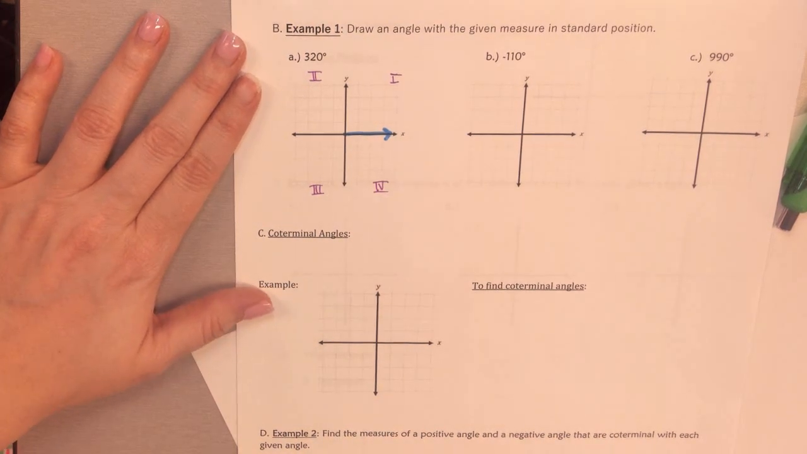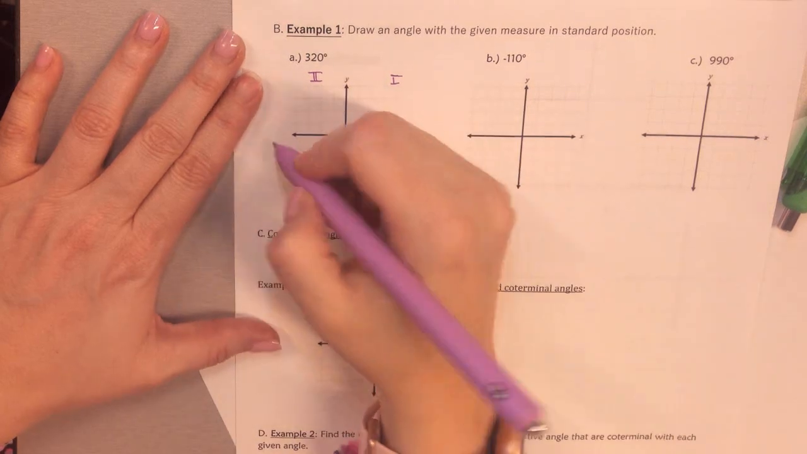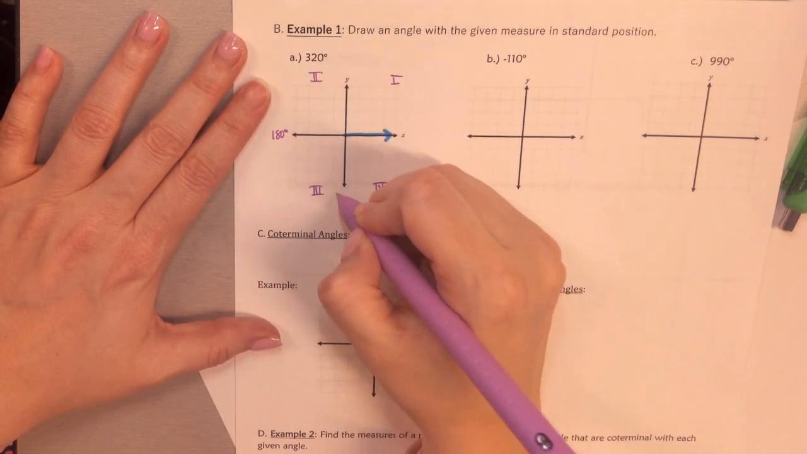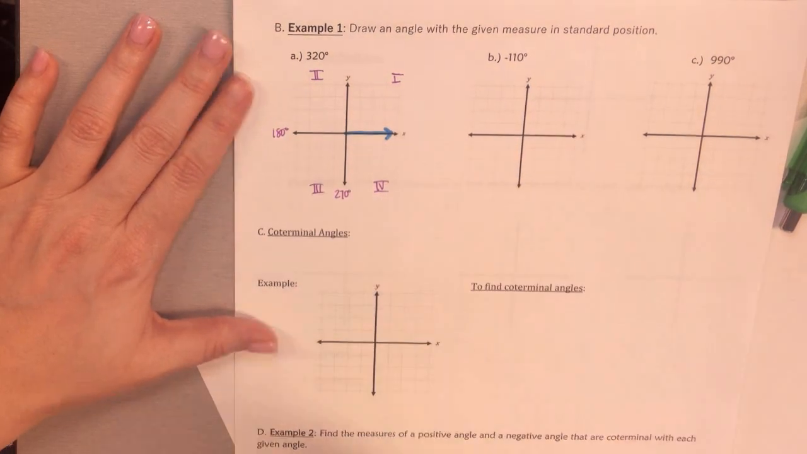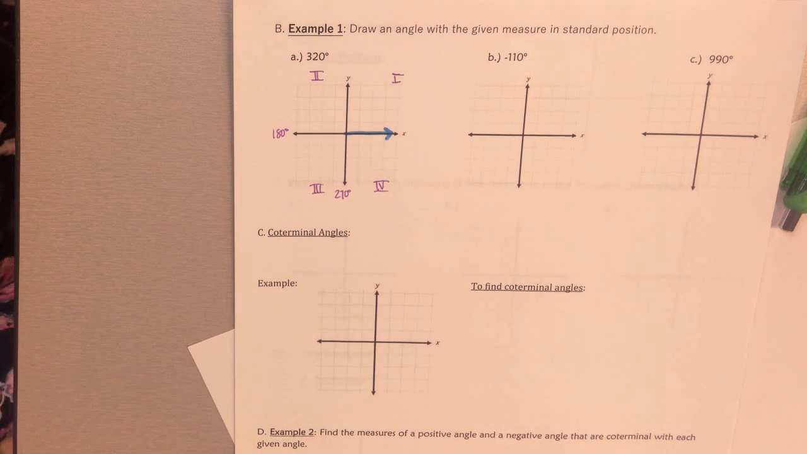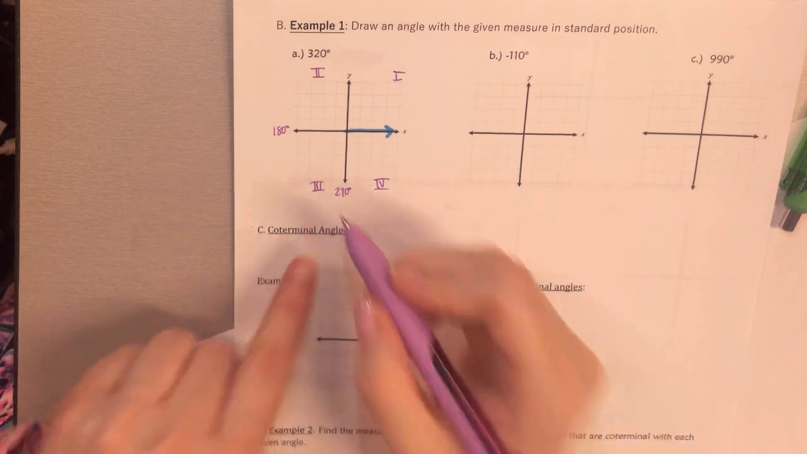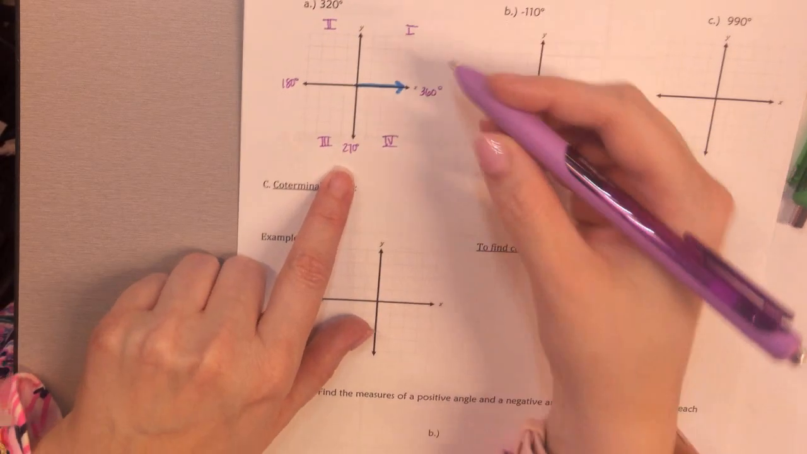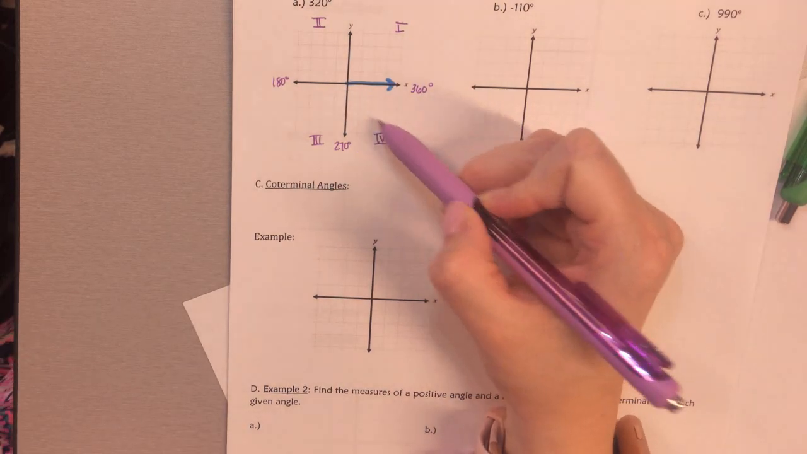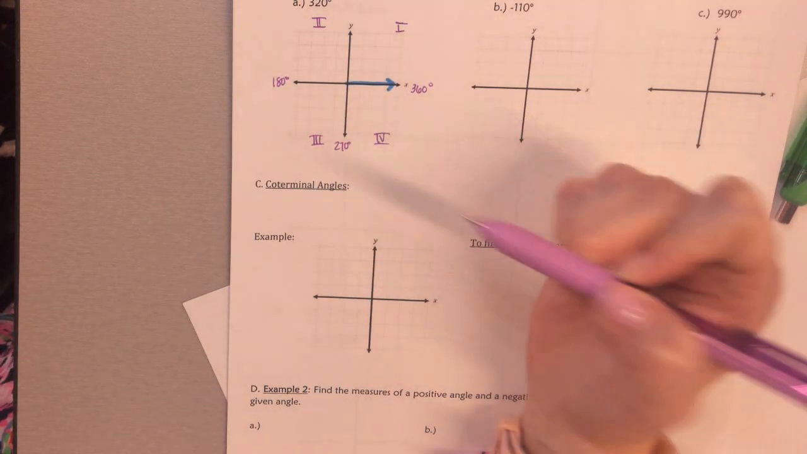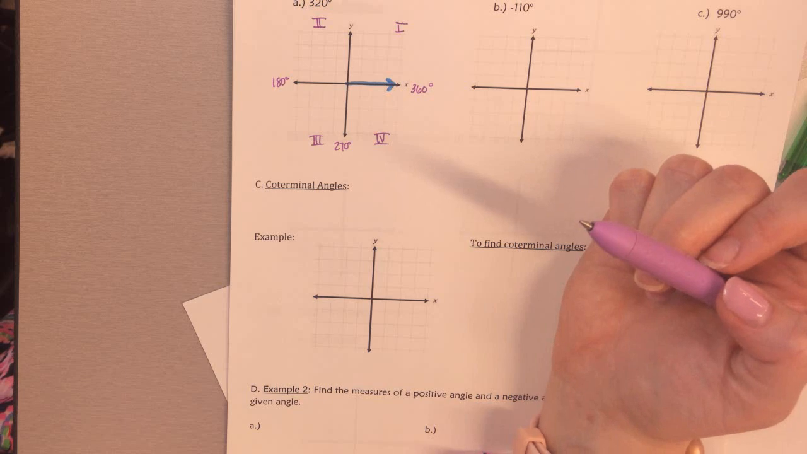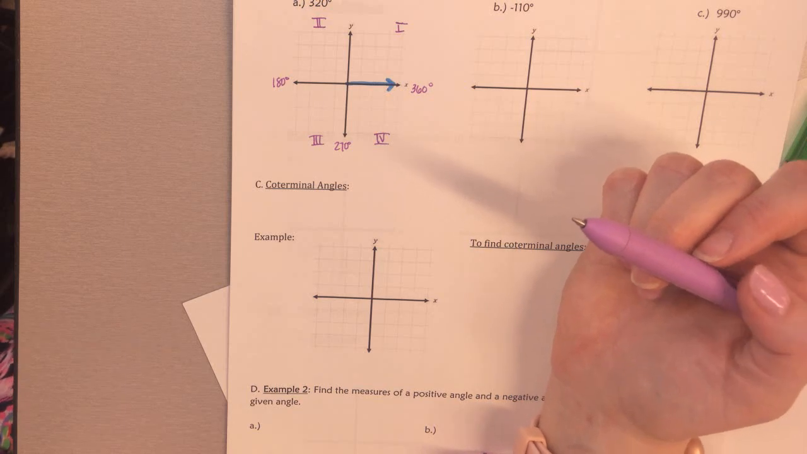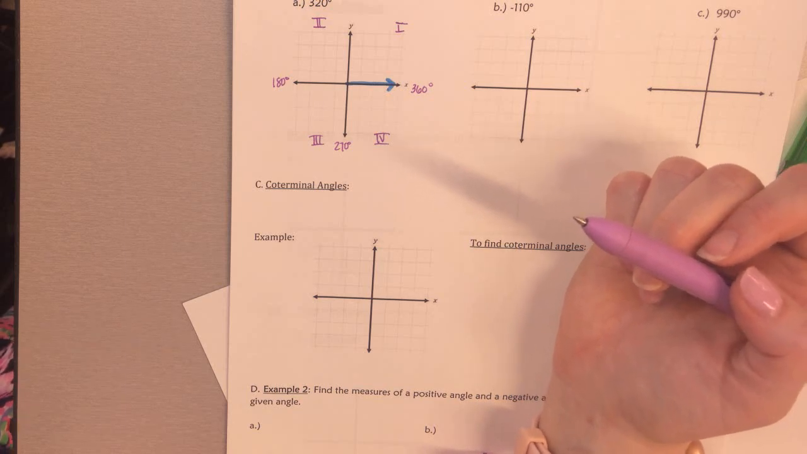So if you're trying to graph 320, we already said this was 180, this was 270, okay? You do have to have a close estimation. So we know this is 270, we know this is 360. How are you guys going to decide where to put this? Because you know it's somewhere in quadrant 4. You guys want to try it for a minute? You want to think about it?